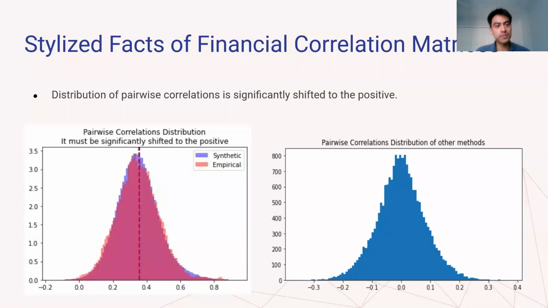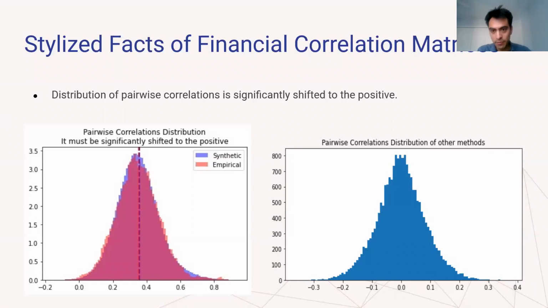So the first stylized fact is that the distribution of pairwise correlation coefficients is significantly shifted to the positive. I will show this here on the left picture. The empirical pairwise correlation distribution is shaded red, and CorrGAN's pairwise correlation distribution is shaded blue, and they overlap with each other. So you will see how CorrGAN's and the empirical distributions look about the same. There are some discrepancies on the tails, but they look really similar.